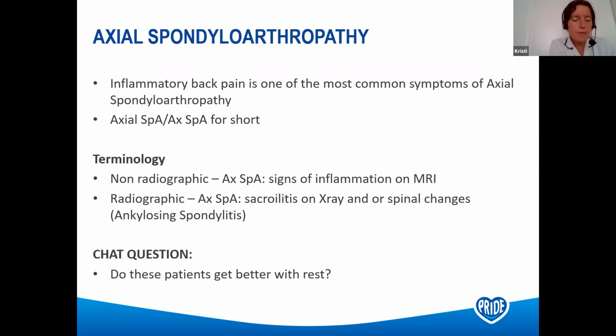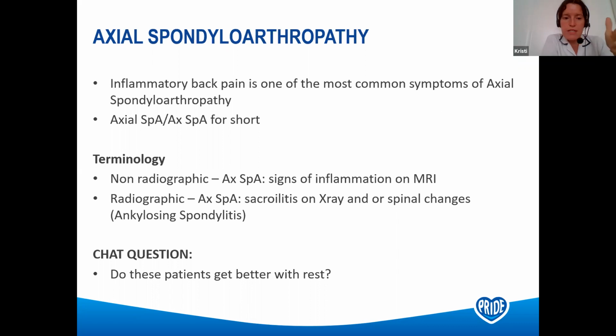really mean. You've got your non-radiographic axial SpA, and this is where you have signs of inflammation on MRI. This is a relatively new thing, it's over 10 years. Previously, one of the reasons why it takes so long to diagnose axial SpA is because the radiographic changes take time to appear. So within axial spondyloarthropathy, you've got your non-radiographic, which is where you're finding either clinical signs or more objectively inflammation on an MRI.